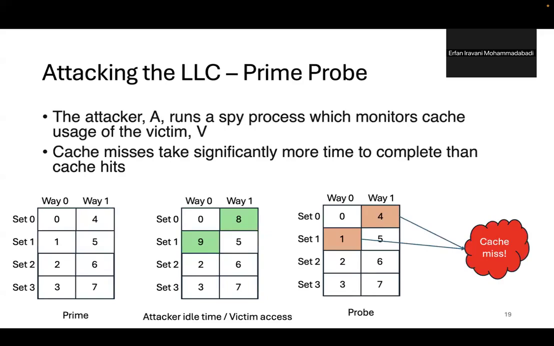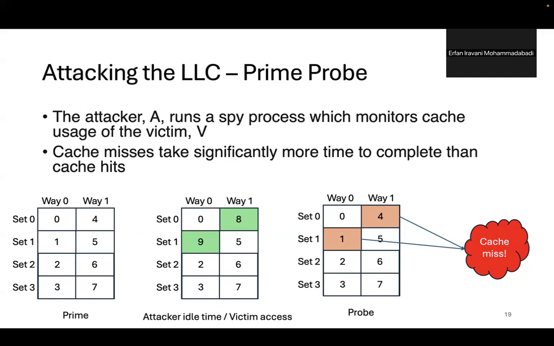So this slide basically shows the idea of the attack. The method is called prime probe, and the attacker monitors the cache usage of the victim process. The key idea is that cache misses take significantly more time to complete than cache hits, and the attack happens in three phases. In the first phase, called the prime phase, the attacker populates the cache with its own data. Then the attacker waits and lets the victim process run for some time.